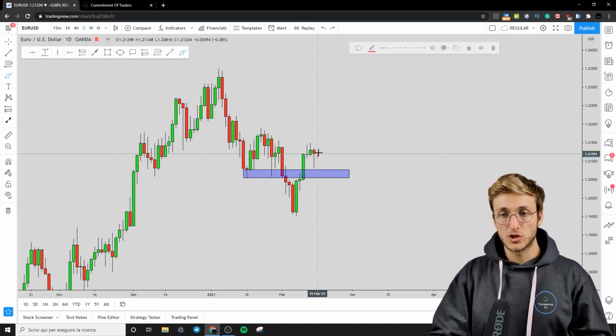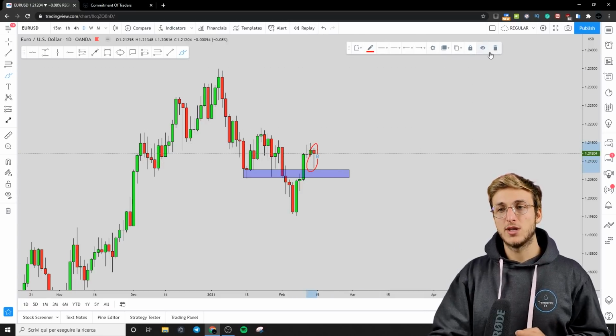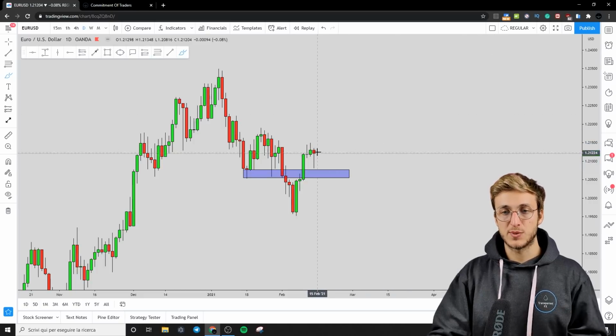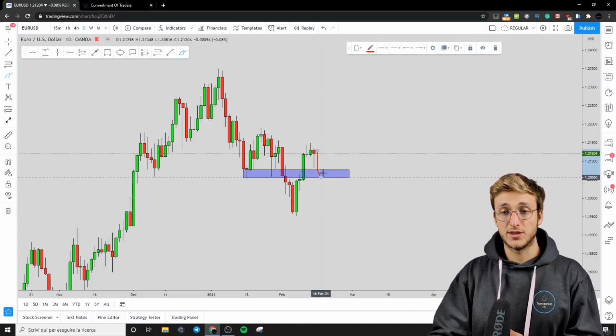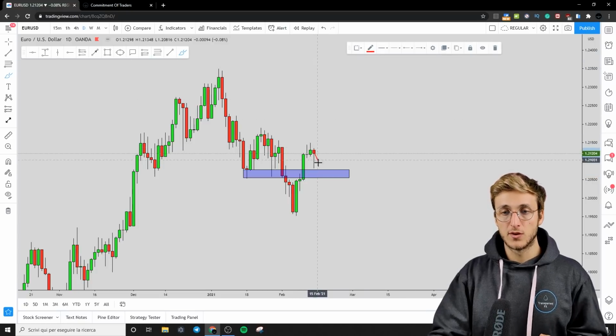And now we also have this daily candle here. And when you see a candle like this, with a red body and a long wick, what you actually expect is for the next candle to fill in this wick. So we expect a bearish start of the week for a retracement back inside of this area before the continuation to the upside.